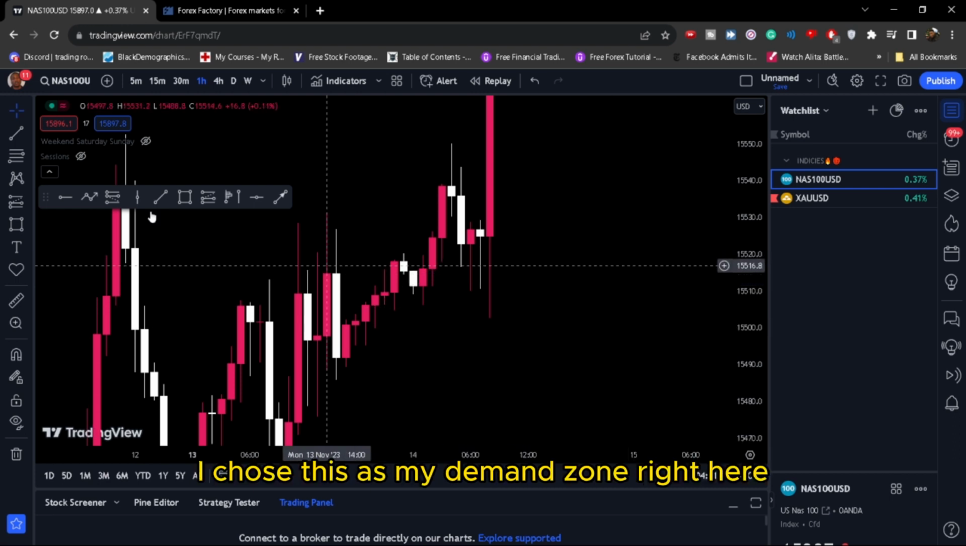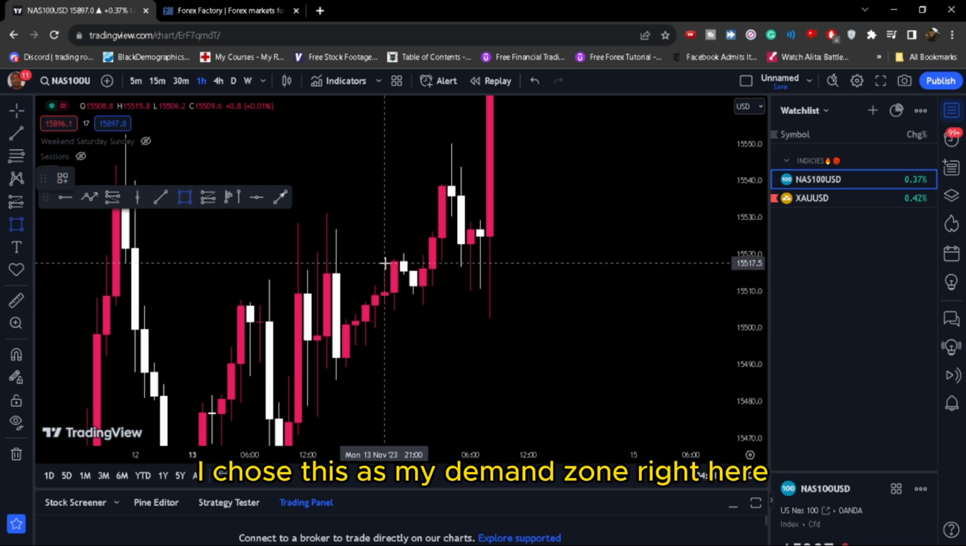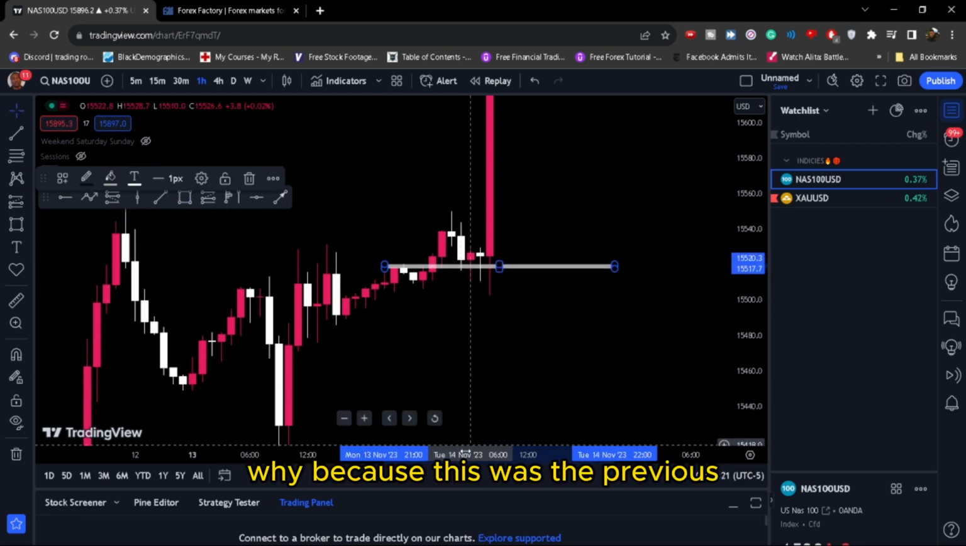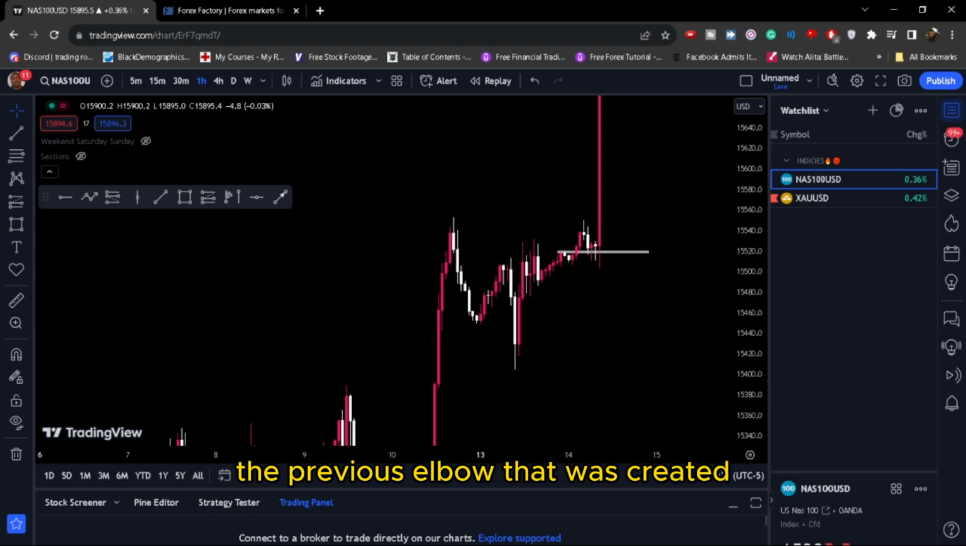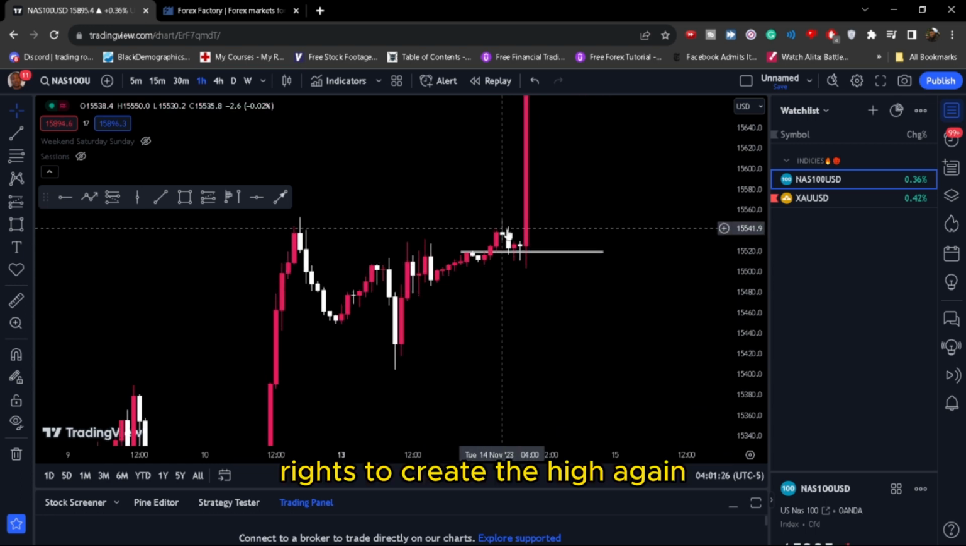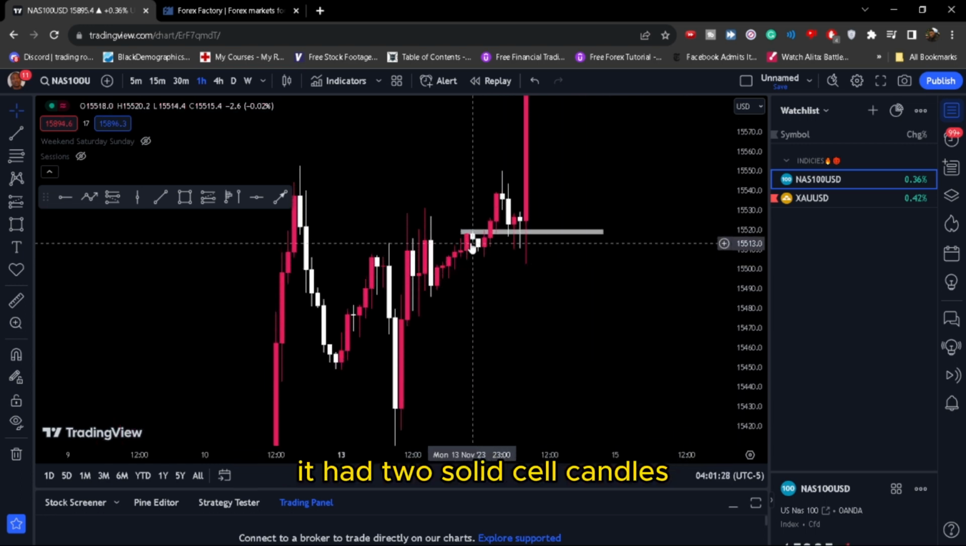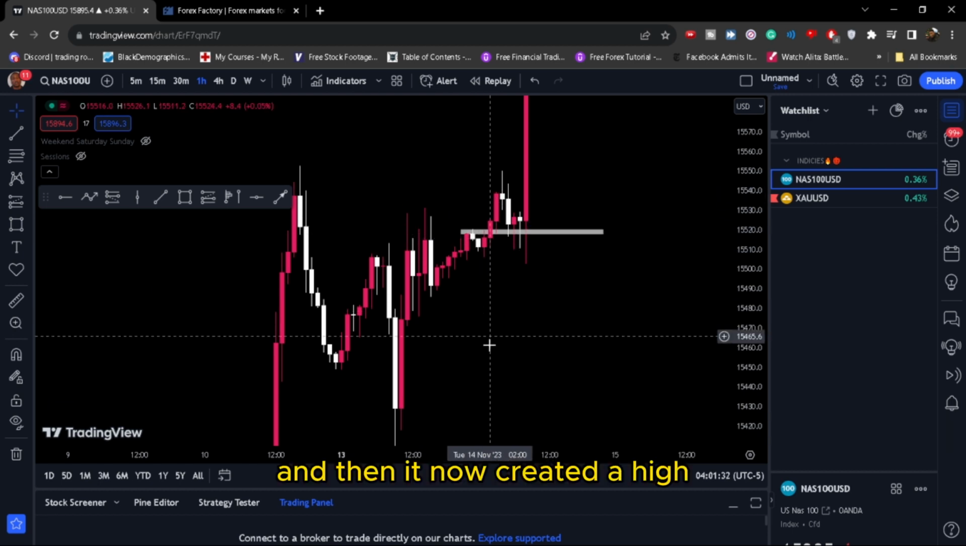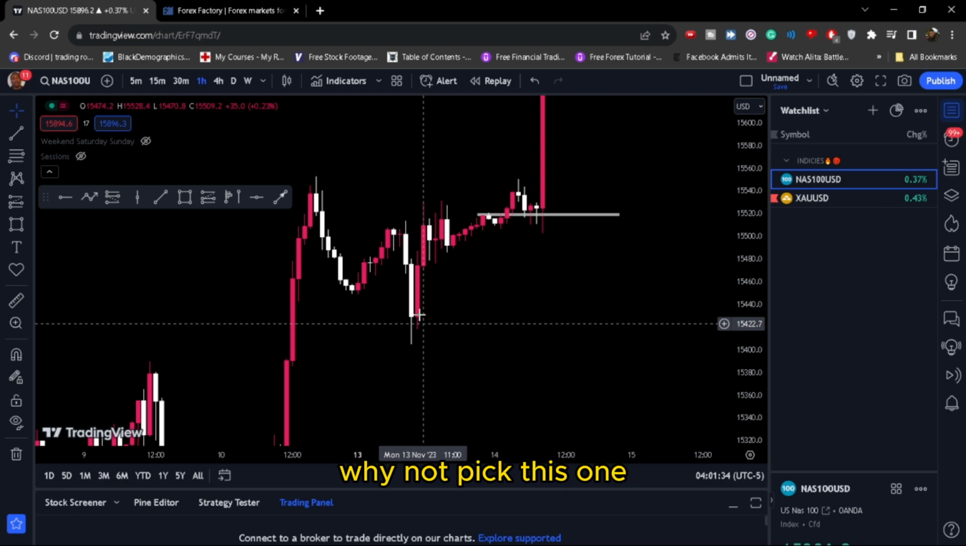So me personally, I chose this as my demand zone right here. Why? Because this was the previous elbow that was created to create the high. Again, it had two solid sell candles, and then it created that high. Now we might say, okay, why not pick this one?